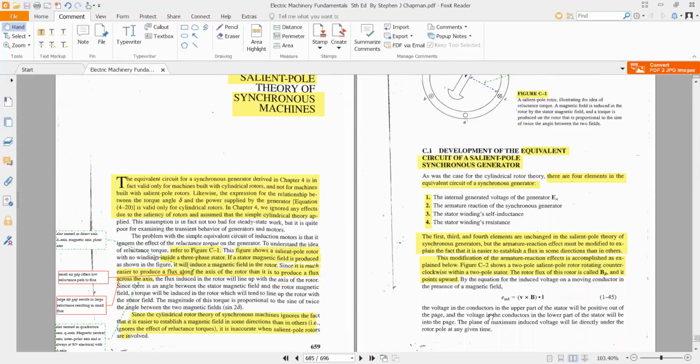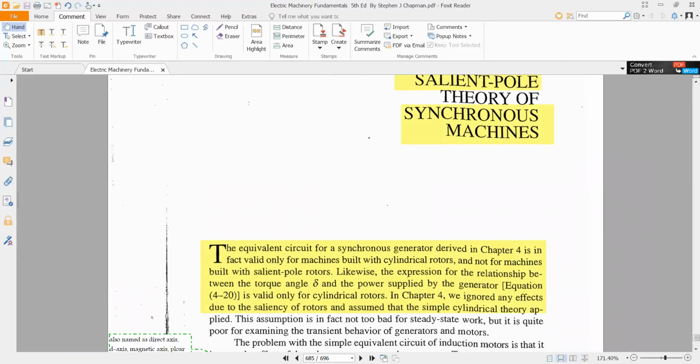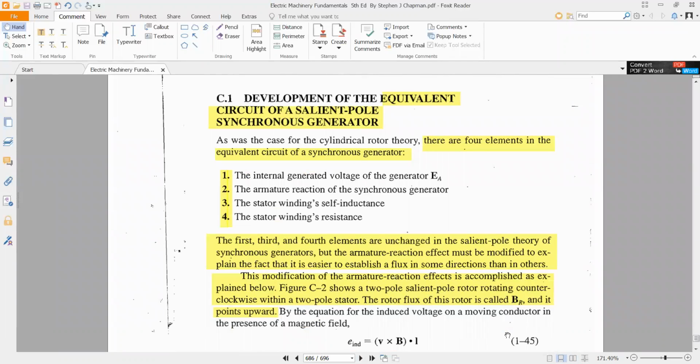So let's discuss the equivalent circuit of a salient pole synchronous machine. We discussed the equivalent circuit for the cylindrical rotor machine, and we observed that it consists of different components: first, the internally induced EMF EA; second, the reactance representing the armature reaction of the generator; third, the inductance of the winding due to leakage flux, the self inductance; and fourth, the resistance of the armature winding. In salient pole machines, factors 1, 3, and 4 will remain the same. Only factor number 2 will change, and it requires our attention.